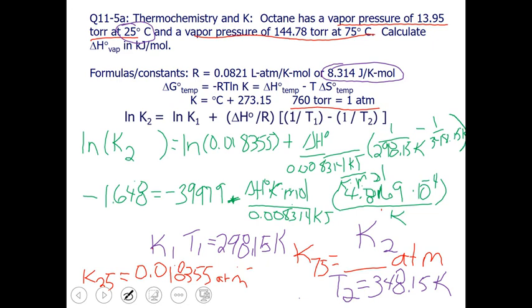So to help you with your math a little more, I get minus 1.648 is equal to minus 3.9979 plus delta H naught, which I'm trying to solve for, divided by 0.008314 times 4.8169 times 10 to the minus 4. You notice that our units are such that on the right side we'll be left with moles per kilojoule, which when we solve for delta H naught will give us a value of kilojoules per mole. So that's how you do part A.